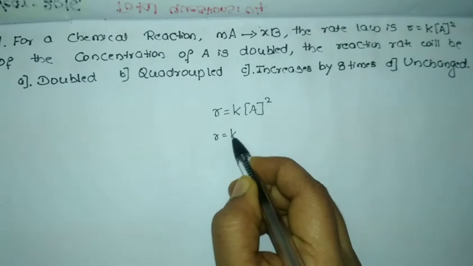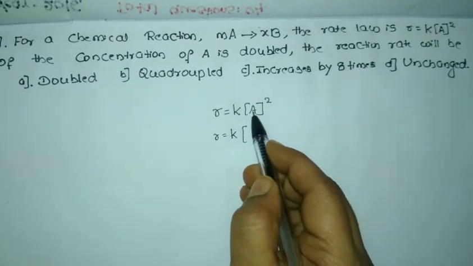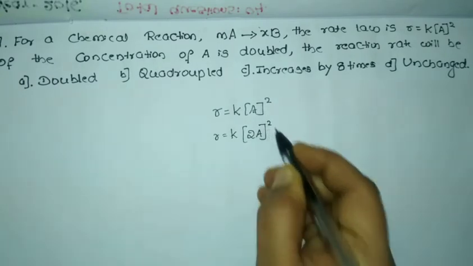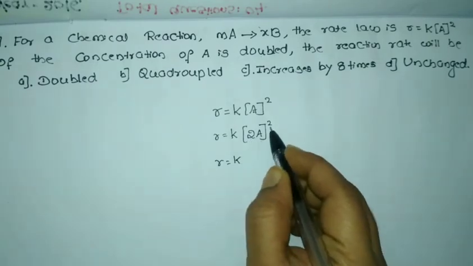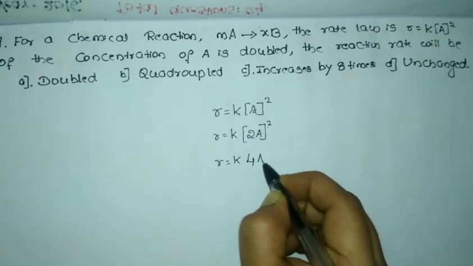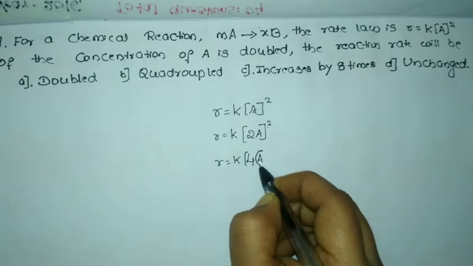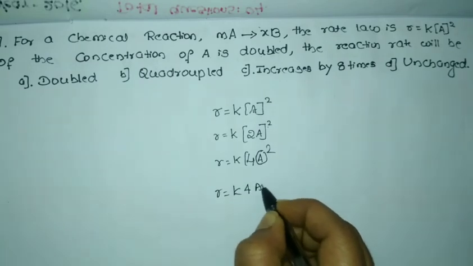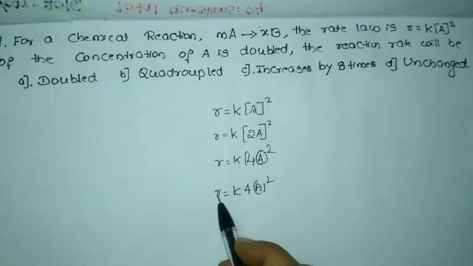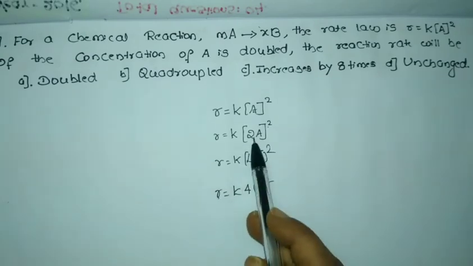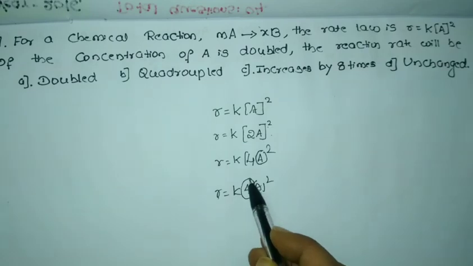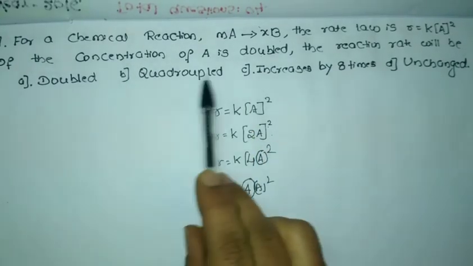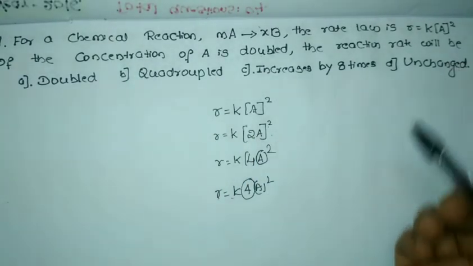Write R as it is, K. If the concentration of A is doubled, A will become 2A, and squared. So R is equal to K into 2 square, which is 4, so 4A square. So R is equal to K into 4A square. What happens to the reaction rate? If the concentration is doubled, it increases by 4 times. That is nothing but quadrupled. Quad means 4.